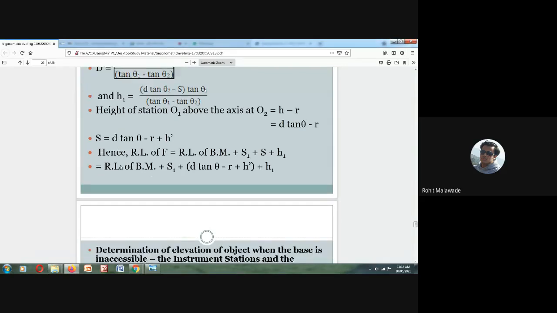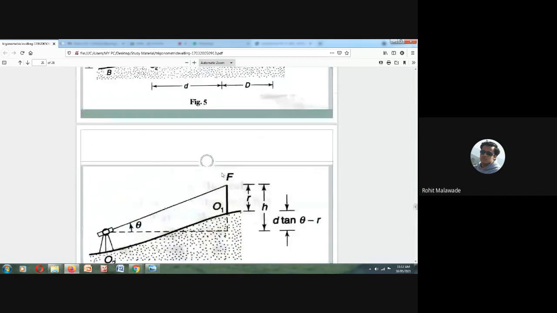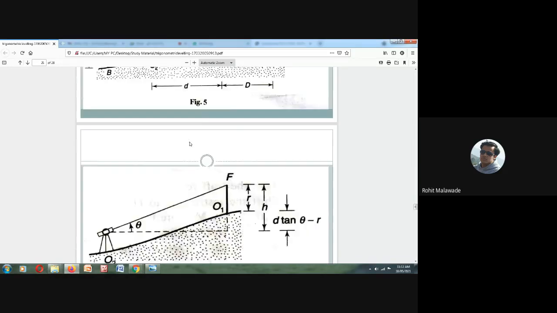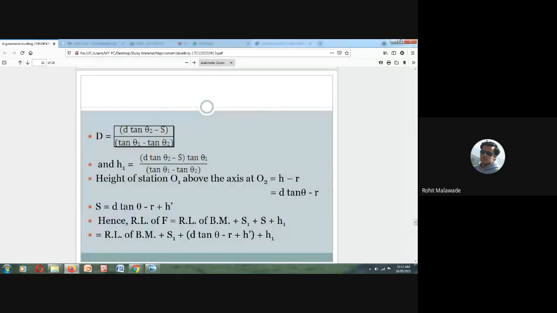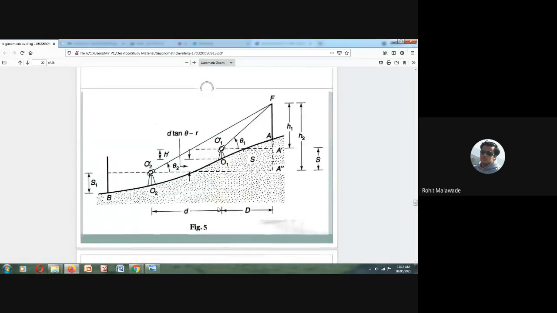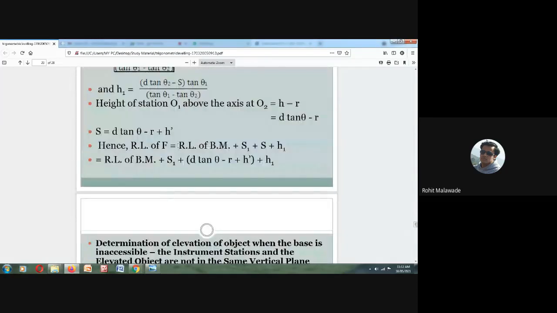So S we can calculate by using the formula D tan theta minus R plus H1. What is H1? H1 is this, the difference between the two instrument stations. So S can be calculated by using the formula D tan theta minus R plus H dash. What is H dash? H dash is this. So here we can calculate it by using this.